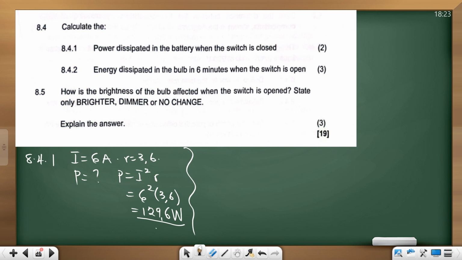All right. Energy dissipated. I told you when they say the word energy, we are referring to what? W. Is that okay? Energy. So we are looking for W dissipated in the bulb in 6 minutes. What is my time? 6 times what? 60. Remember, we always convert to seconds. 360 what? Seconds.